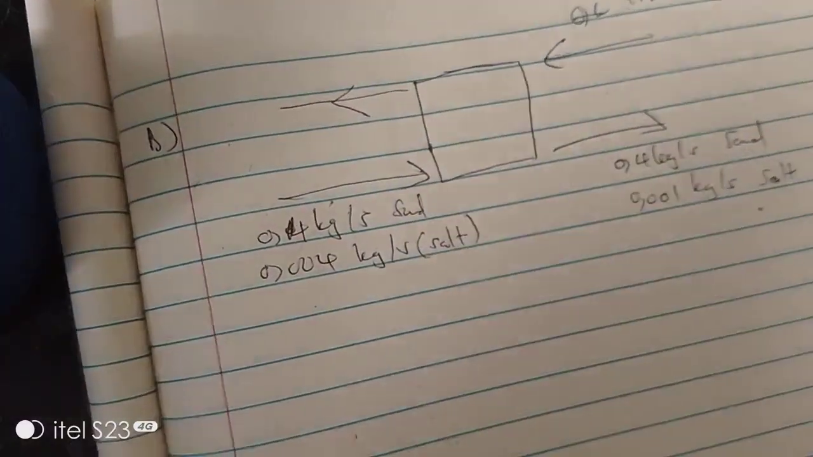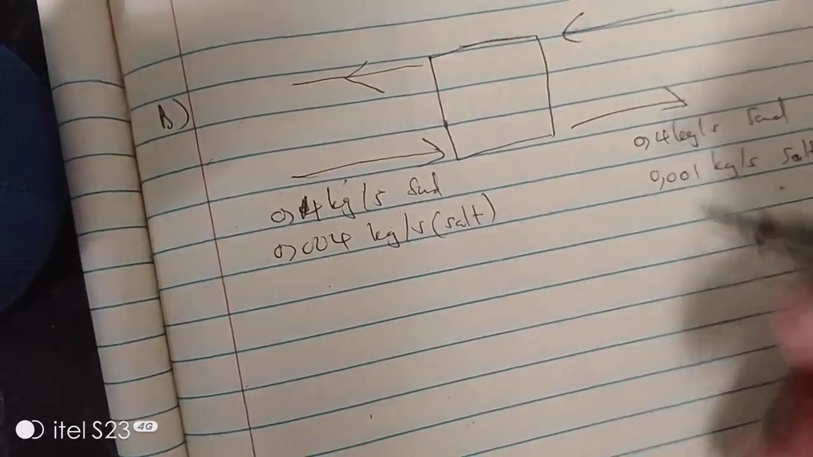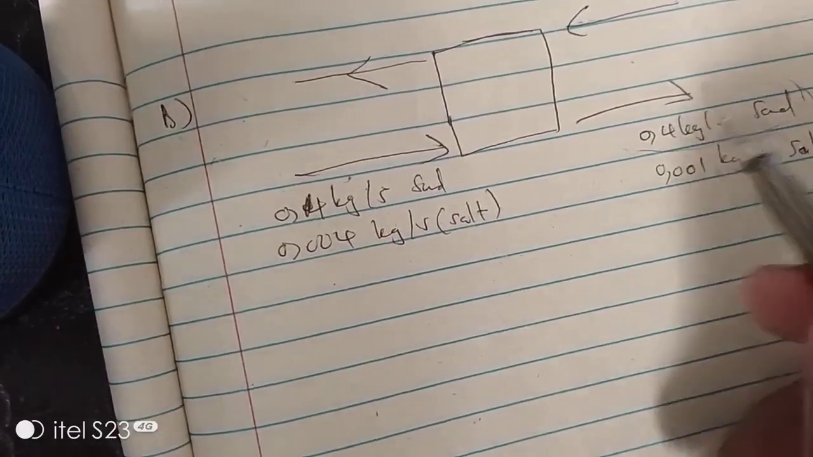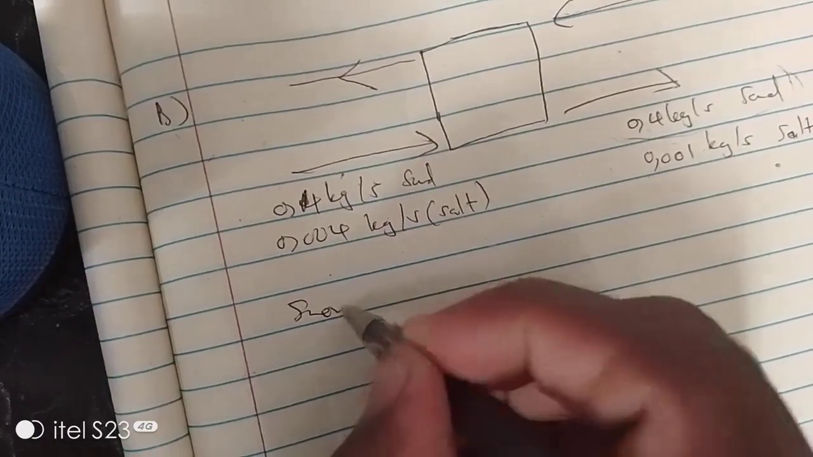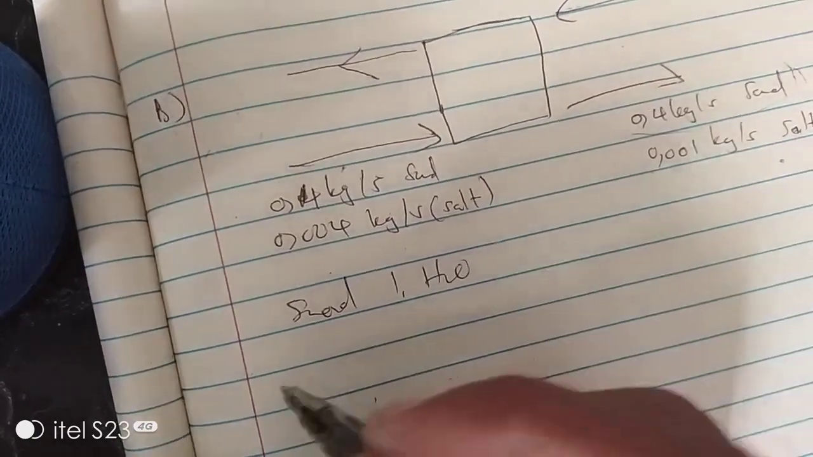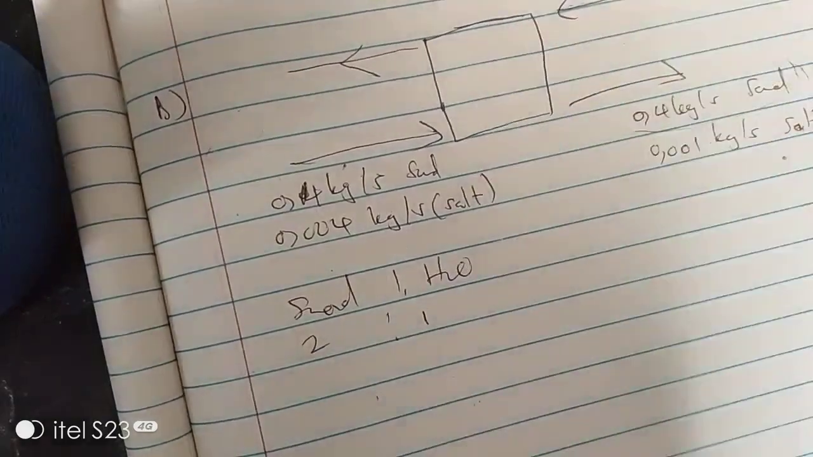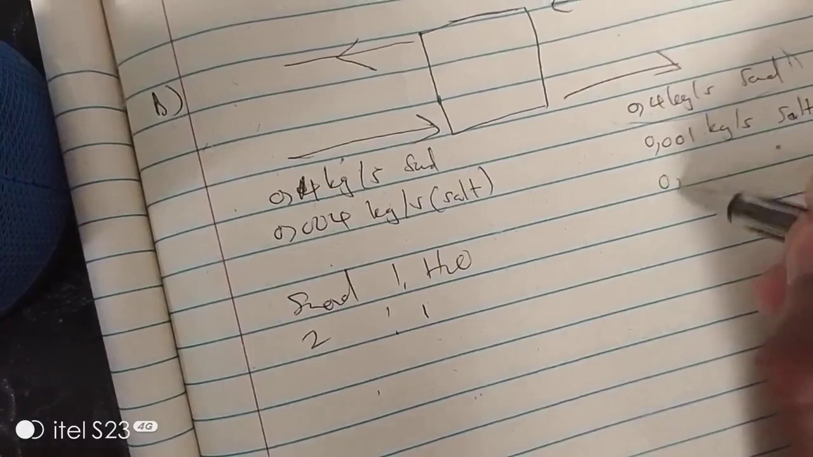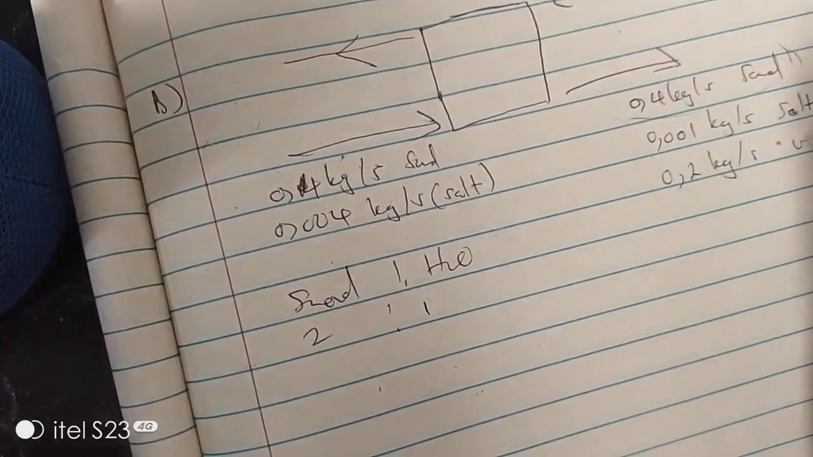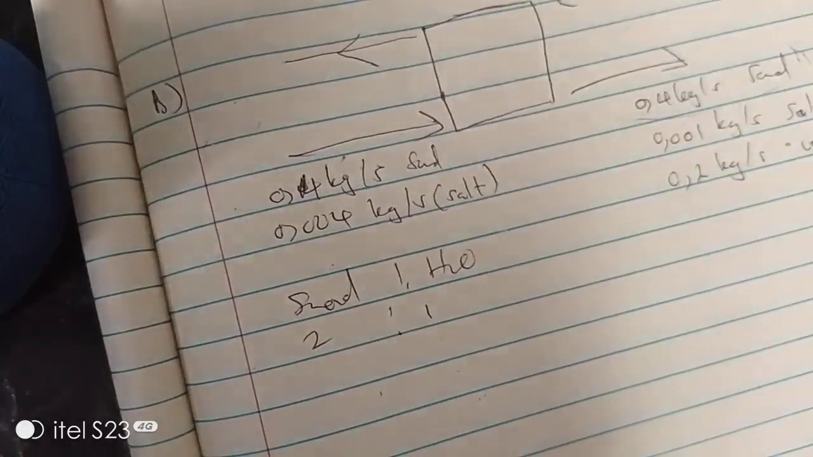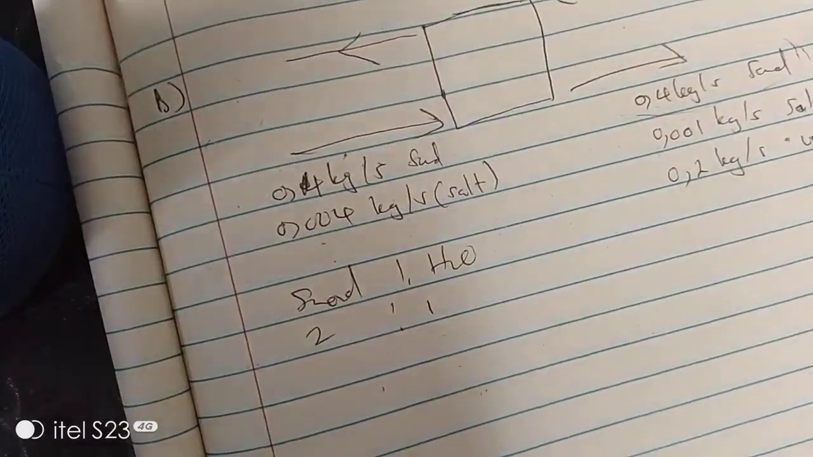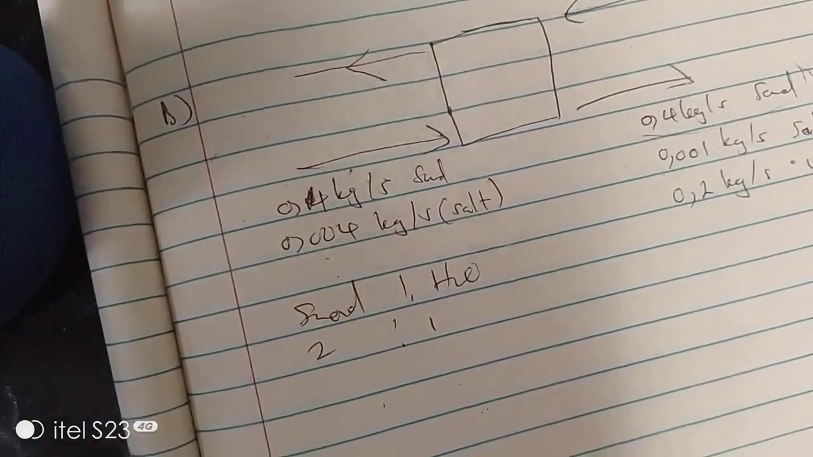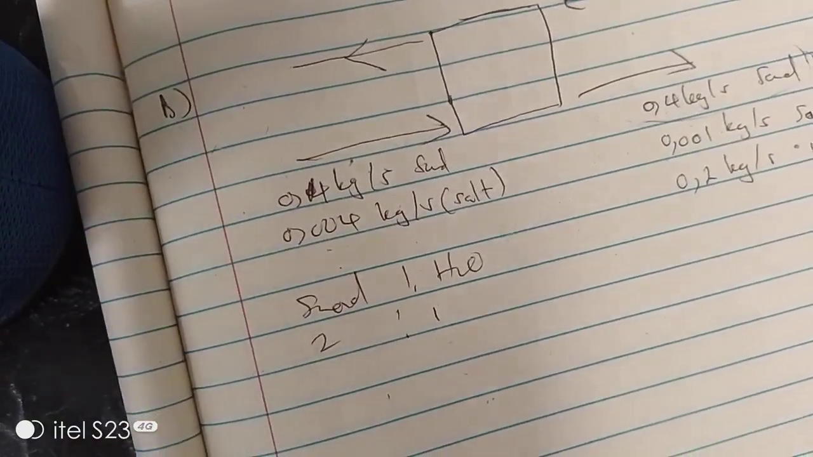What's the water? Now we know that we're told the ratio of sand to water is 2:1. So here, in fact, it's kgs of water. Here we don't have water, so water is leaving here. We do not know how much water is leaving here. We need to make a water balance and a salt balance.